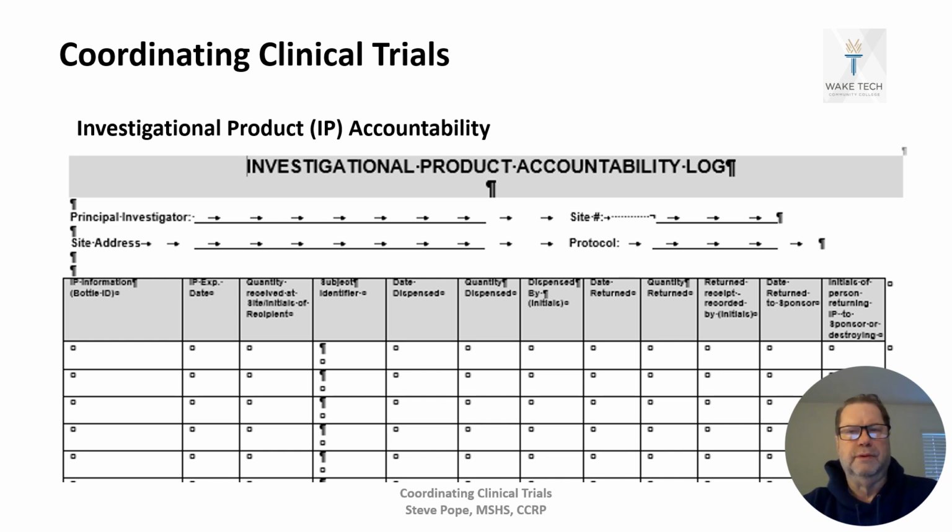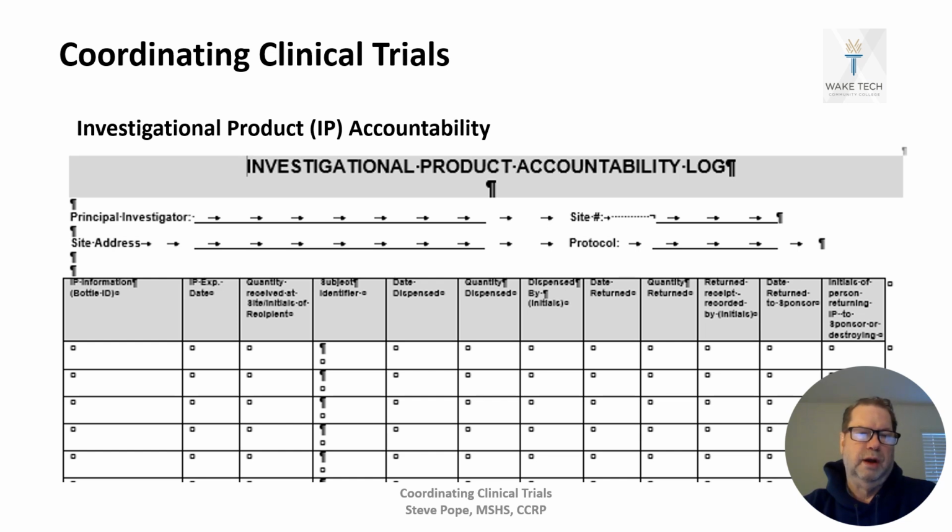If you begin in the column to the left, the very left column, you'll indicate the IP information, the bottle ID. So that's going to be a code that specifically identifies that individual bottle. The next column shows what the IP expiration date is. Normally that's going to be a date probably no longer than 1 year from the day you receive it. You're going to have a quantity received. You're going to put that in there along with the initials of the person that received it.